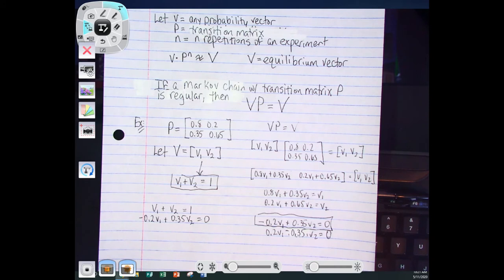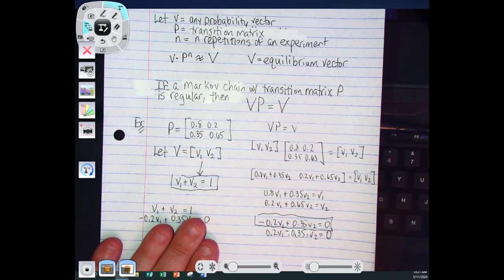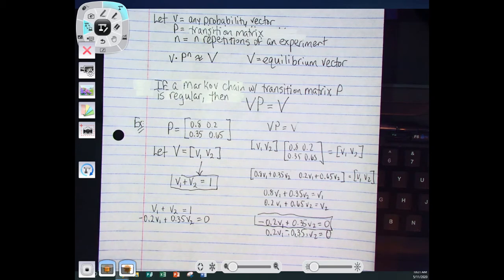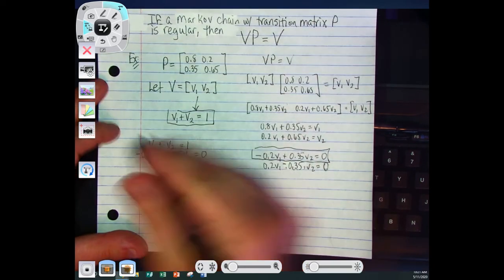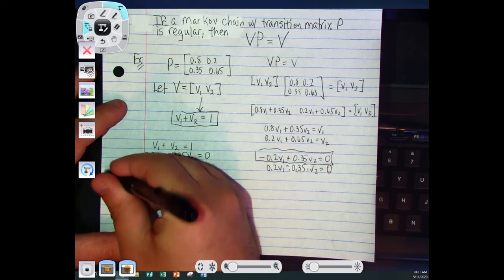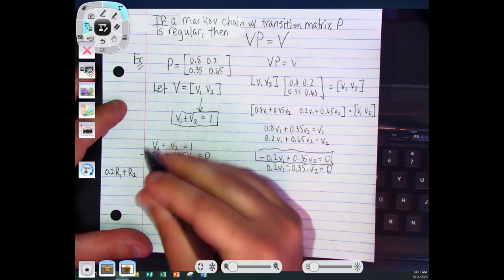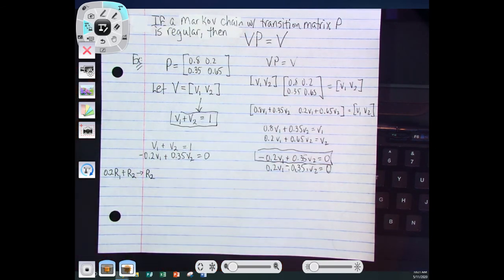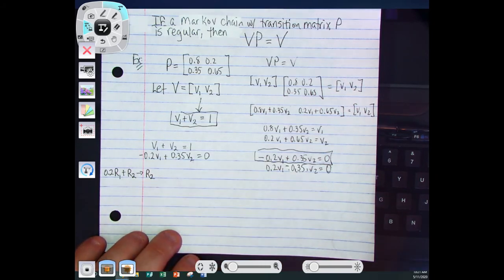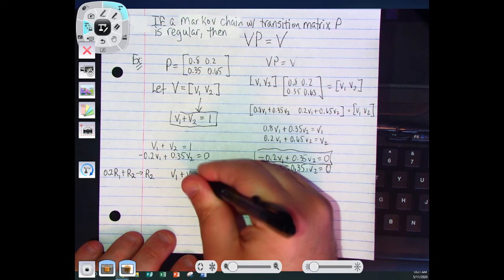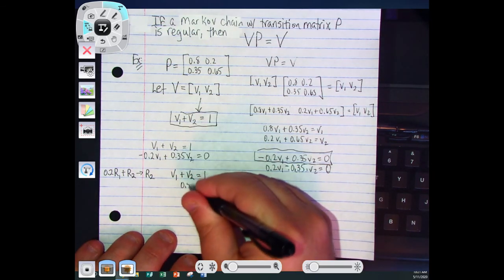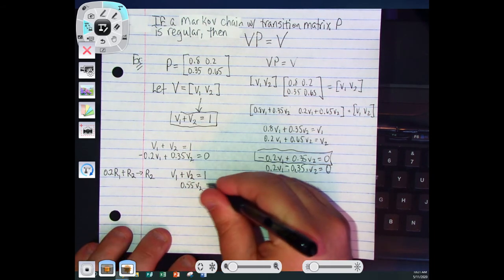When we solve a system of equations from a matrix, you have several options available to you. You can do the echelon method or the Gauss-Jordan method. Those are probably the two that will work the best here. If it's a 2 by 2, go with the echelon method. If you end up getting 3 by 3 or higher, then you can go Gauss-Jordan. So I'm going to solve this matrix by doing the echelon method. I notice that there's a negative, so I'm going to do 0.2 times row 1, add it to row 2, and replace row 2. When I do that, I end up with V1 plus V2 equals 1, and 0.55 V2 equals 0.2.